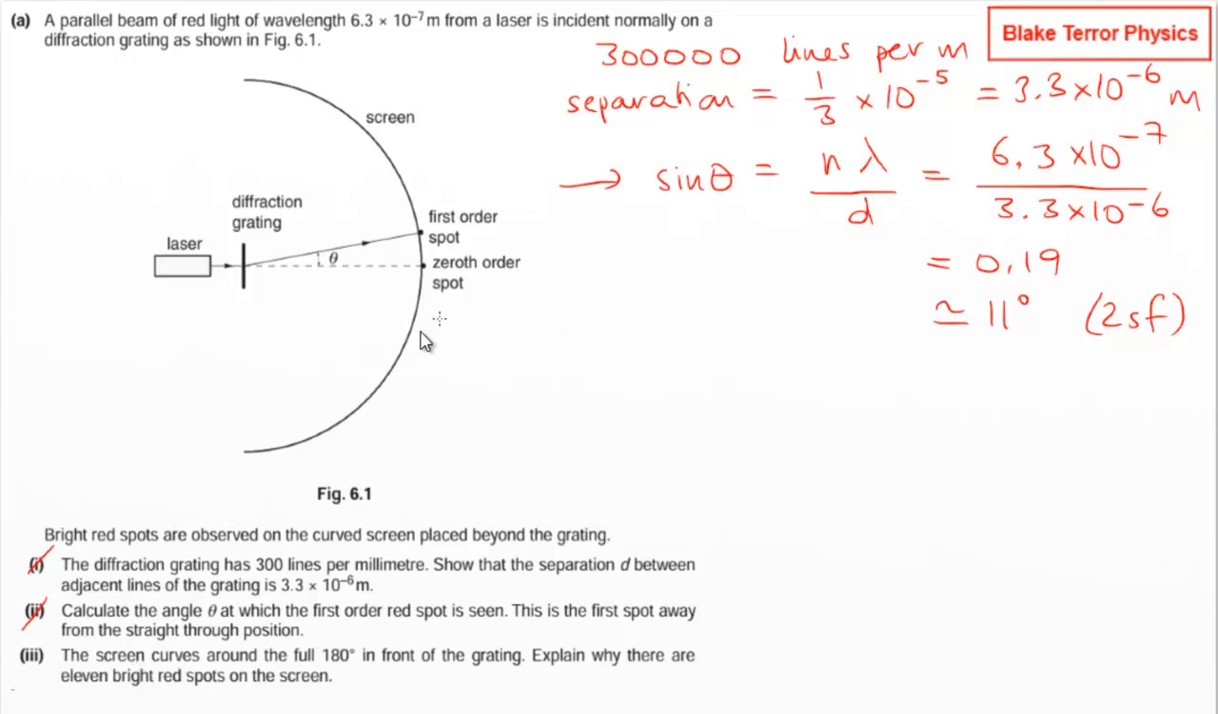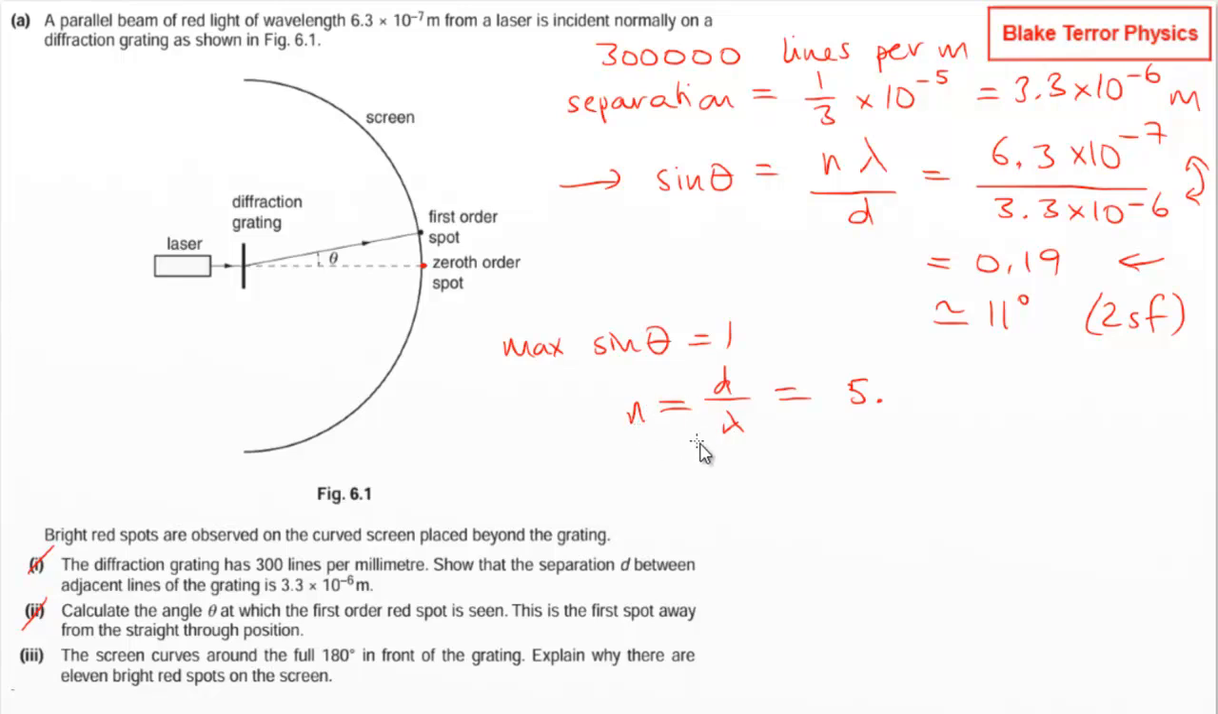So what they're saying here for 11 bright spots is we've got the central one and then 5 on either side. So the maximum value of sine theta is equal to 1. So we want to see what n is going to be when we've got sine theta equal to 1. So n is going to be equal to d over lambda. So we're just doing 1 over this. Well, seeing as that came out at just less than a fifth, this is going to be just more than 5. So n is going to be equal to 5 point whatever it is.